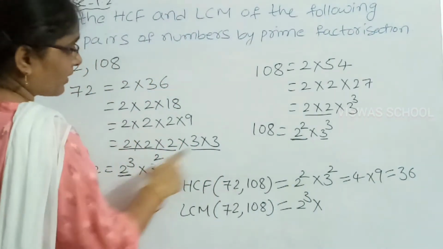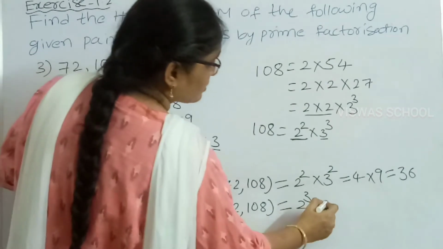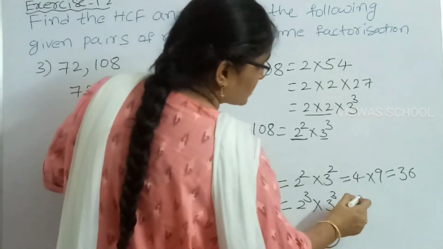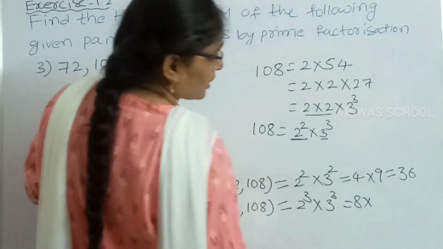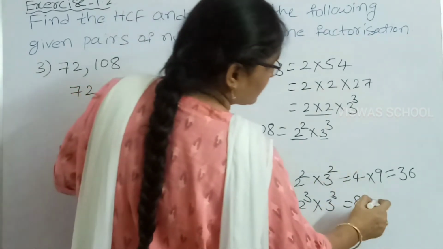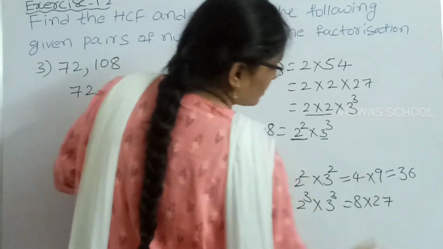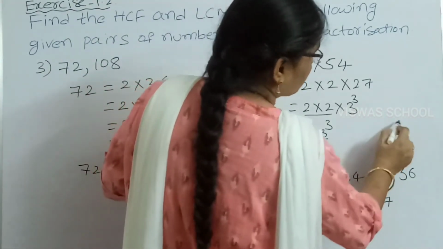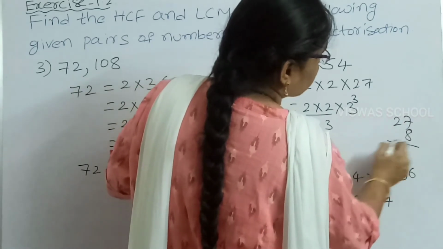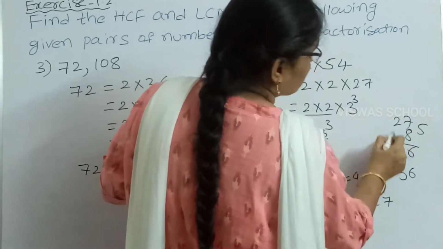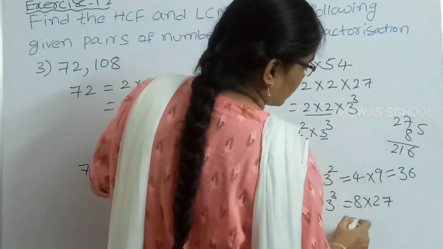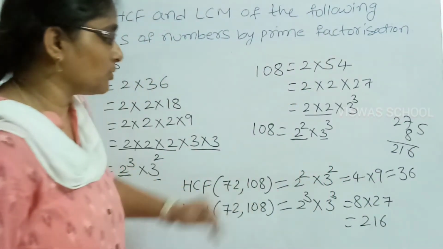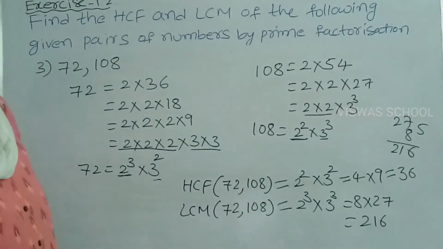And out of 3 square and 3 cube, the greatest power is 3 cube. That equals what? 2 cube means what? 8. And 3 cube means what? 3 3s are 9, 9 3s are 27. 8 into 27 equals what? Multiply these two. 27 8s. 8 7s are 56, 8 2s are 16, 16 plus 5 is 21. That is 216, the LCM of 72 comma 108.